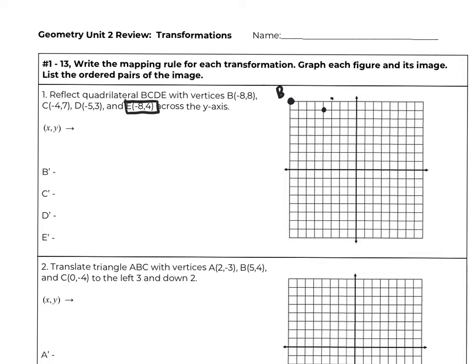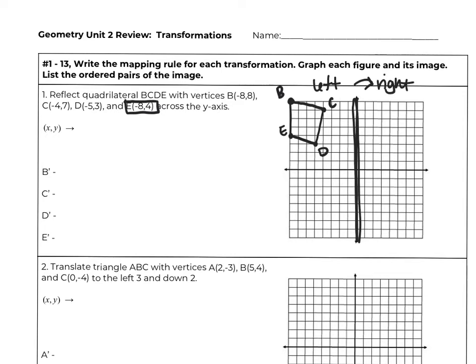Okay, so there's B, C, D, and E. Alright, like I said, really important that you get them correct, because if your pre-image is off, then your new image is going to be off as well, even if you perform the transformation correctly. Alright, so if it's flipping across the y-axis, that is this vertical line. So I want to think left to right.